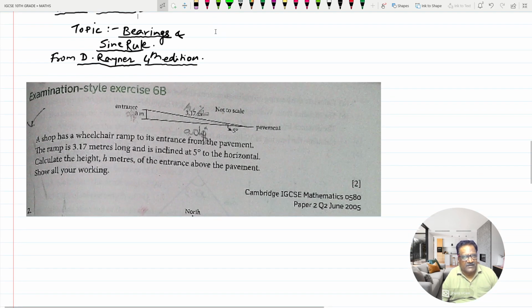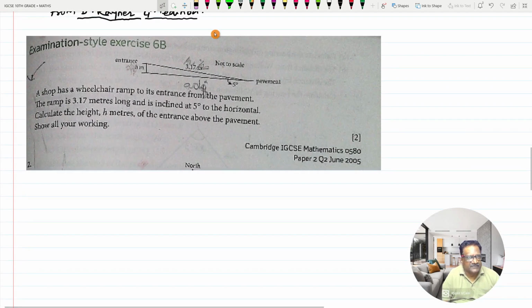So question number 1, you can see on the screen. It's written now. This is from examination style exercise 6b. This is from, as I told you, D. Reyner 4th edition book. So this is that question number 1 that we are going to start with. Now in this question number 1, let us see what the question says first.